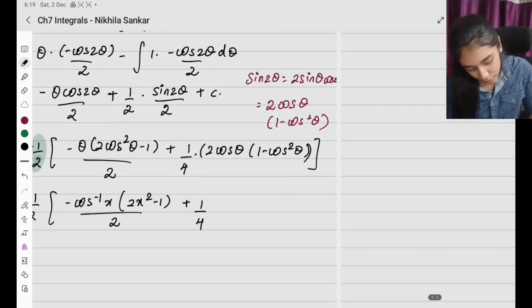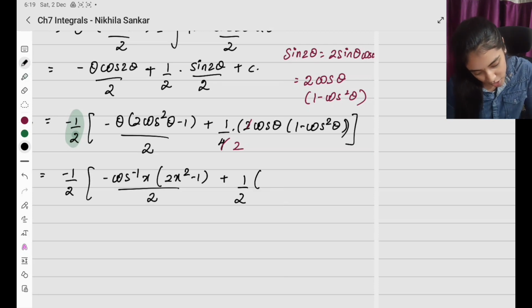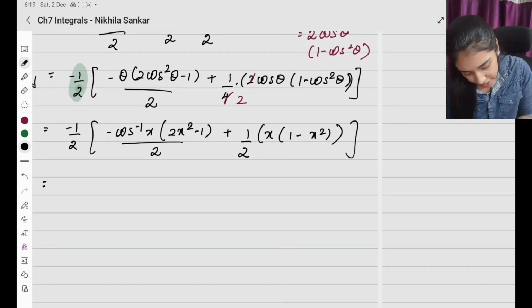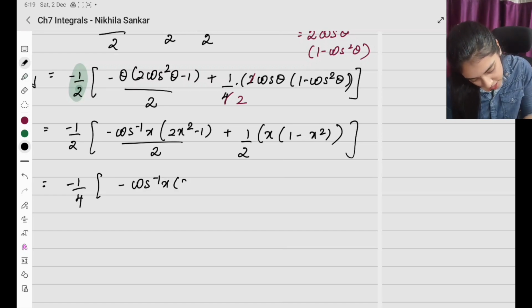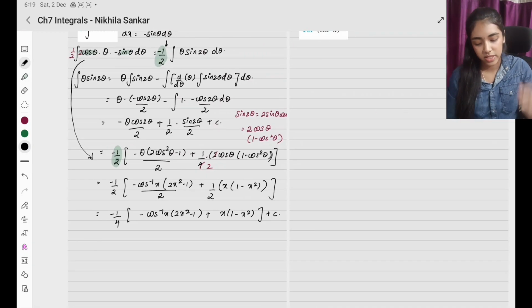Now this will cancel, I can cancel the 2 and the 4. So let me just cancel it. 2 and 1 by 4 get cancelled. So I have 1 by 2 times cos theta, which is again x, times square root of 1 minus x square. So what is my final answer? I can take the 2 outside. 1 by 4 times minus cos inverse of x times 2x square minus 1, plus x into square root of 1 minus x square, plus c. Okay, this is my final answer.